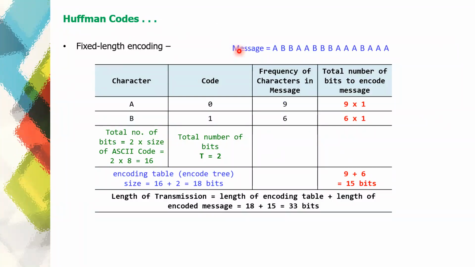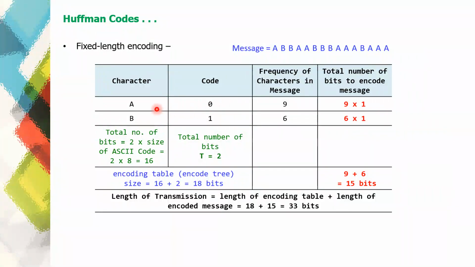So assume that this is your message whose length is 15 characters, but only 2 different types of characters are being used in the message, and the characters are A and B. Now, I'm going to develop my own encoding scheme. I'm not going to use ASCII code. If I have to give a unique code for each character, there are only 2 characters, then a single bit code will be sufficient.